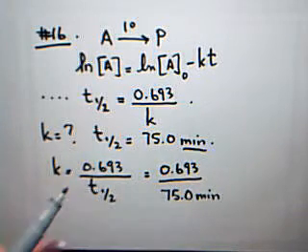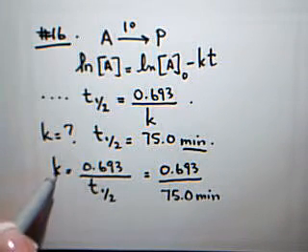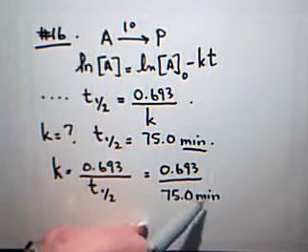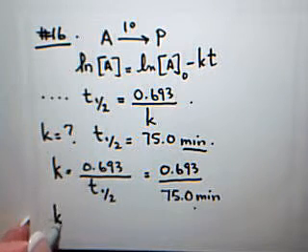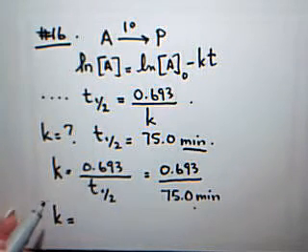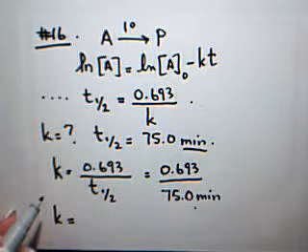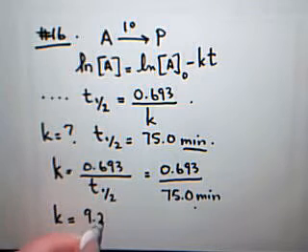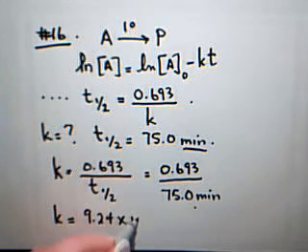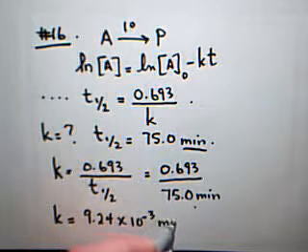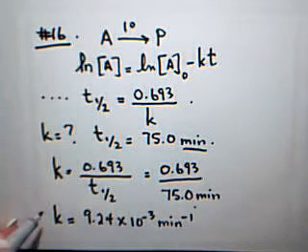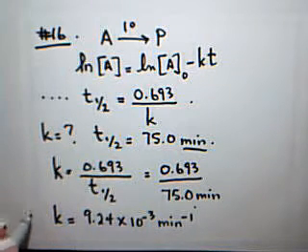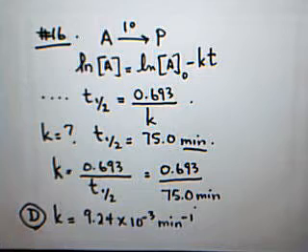The units of a reaction rate constant k for any first order reaction are just simply time units raised to the -1. For this particular reaction, if we plug those numbers into the calculator, we get an answer of 9.24 times 10 to the -3 minutes to the -1. And that, on our list of choices on the sheet of paper, number 16, is choice D.